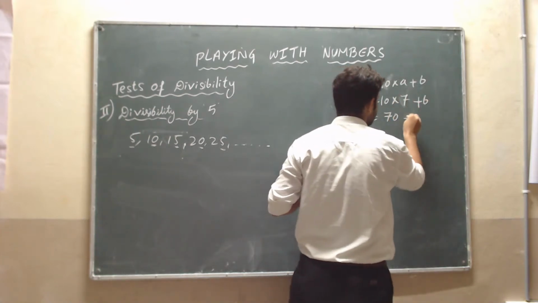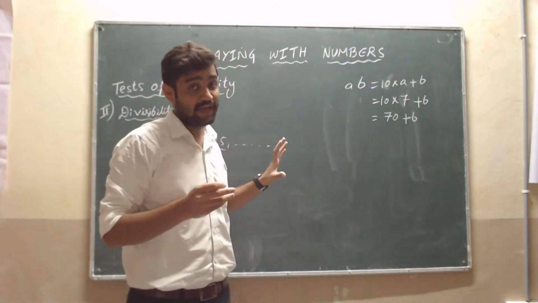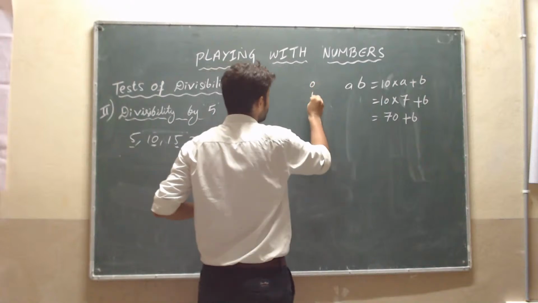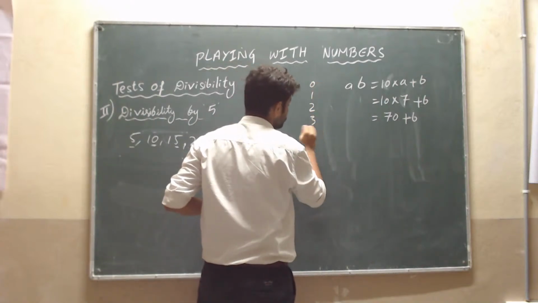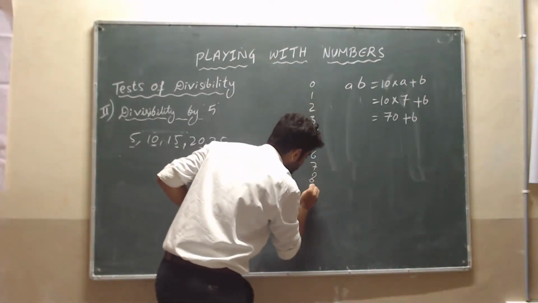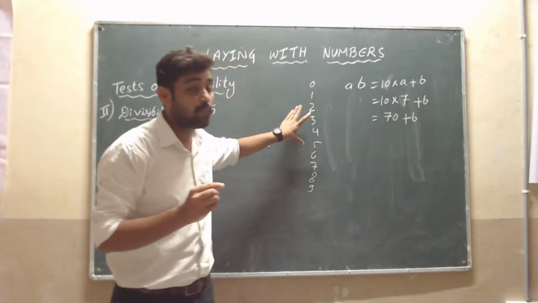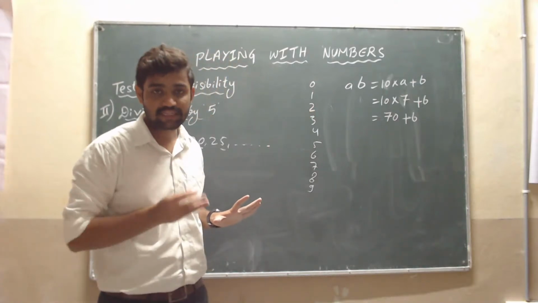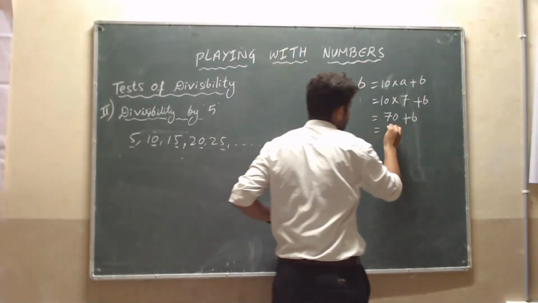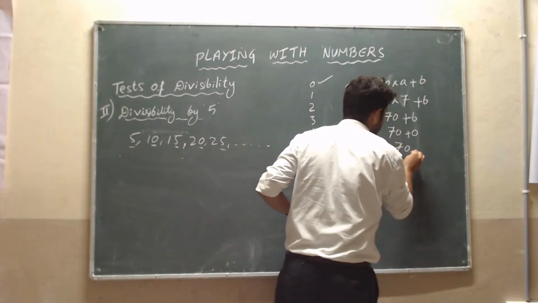Then 10 times 7 is 70 plus B. For divisibility by 5, what is the value of B? From 0 to 9, why? Because B is a single digit number: 0, 1, 2, 3, 4, 5, 6, 7, 8, 9. Substitute these values. These are the possibilities we have to check. First, I will put 0. What happens? 70 plus 0 will become 70 only.